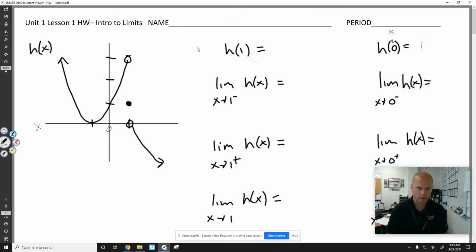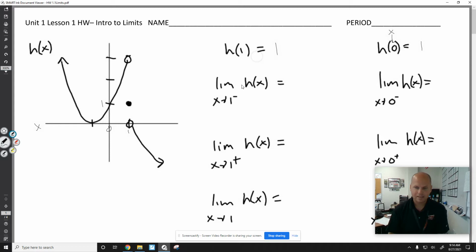H of 1 is a little trickier because at the x-coordinate of 1, we got a couple open circles and a closed circle. Well, right here, at 1, the closed circle is saying that's the y-coordinate you use. So at the location 1, I have the y-coordinate of 1. Okay, so x's, y's.